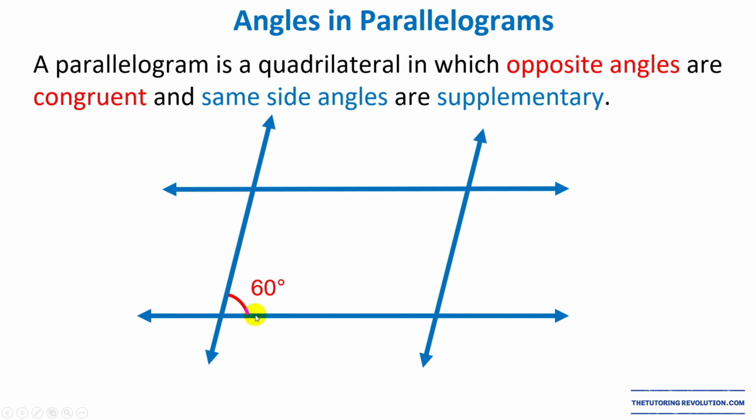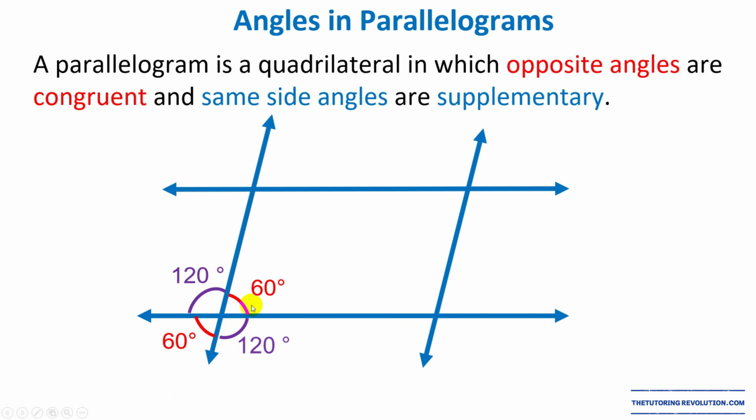So if this angle is 60 degrees, this angle here will also be 60 degrees because they are vertical angles. This angle has to be 120 degrees because two angles that are on the same side of a line measure 180 degrees. They are supplementary. And this angle is vertical to this, so it has to measure 120 degrees as well. Again, this is an example.